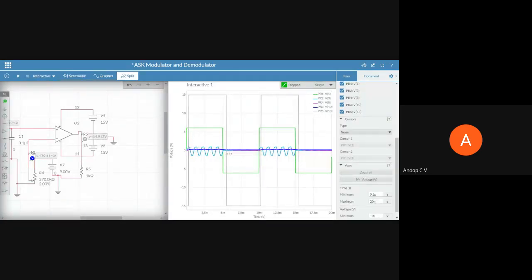It's not exactly matching in time with the input. There is a slight timing error. Can anyone tell me what it is due to? Why do we have this timing error? Can anyone tell? It's because of the diode. Sagar is telling it's because of the diode. Right. Any other answer?